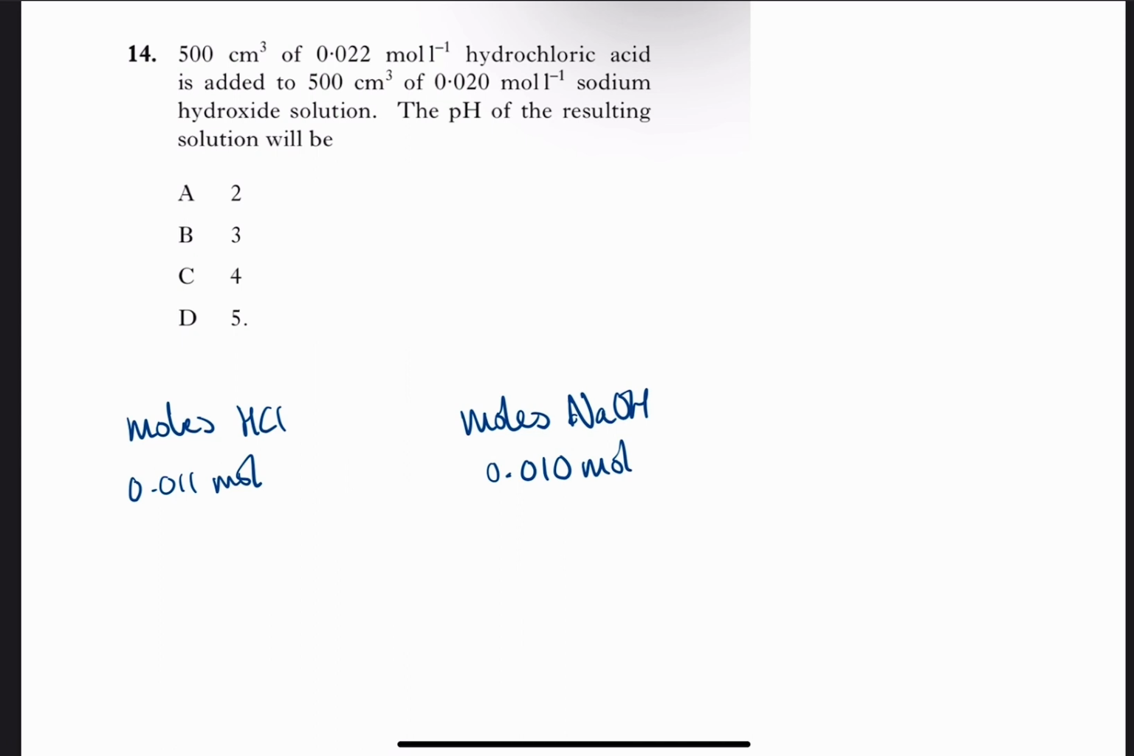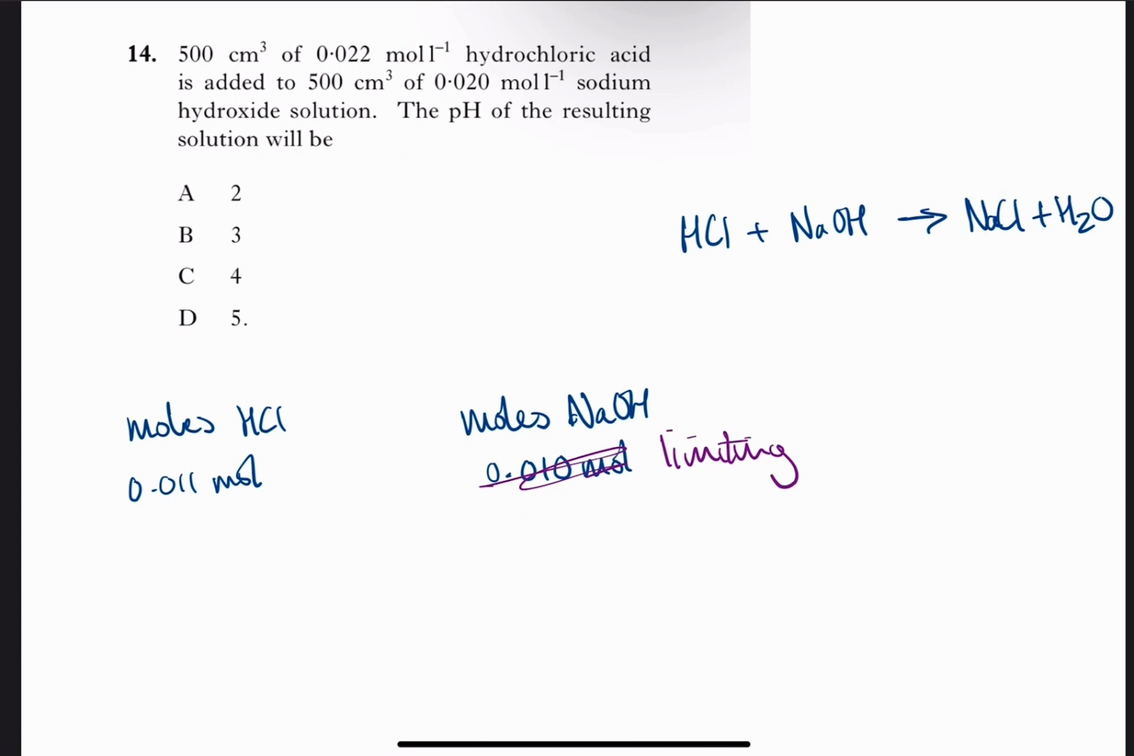So when you mix them together, you will make sodium chloride and water because it is a neutralisation, and it means it's a 1:1 ratio. So based on the 1:1 ratio, that means that the sodium hydroxide is limiting because you've got more acid than you do sodium hydroxide. So this is the limiting one, which means that's going to totally react, so you'll have none of that left at the end.